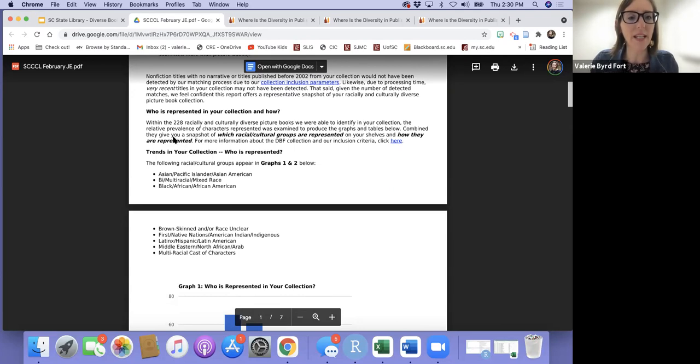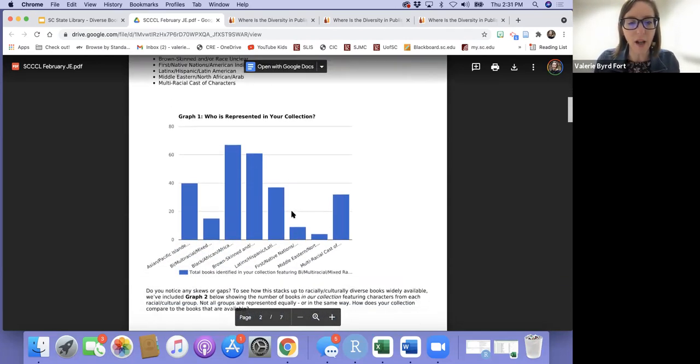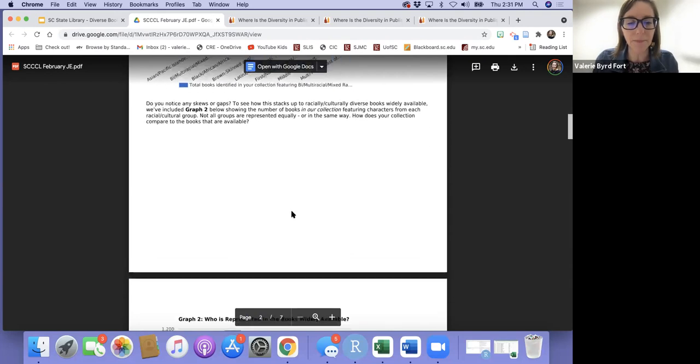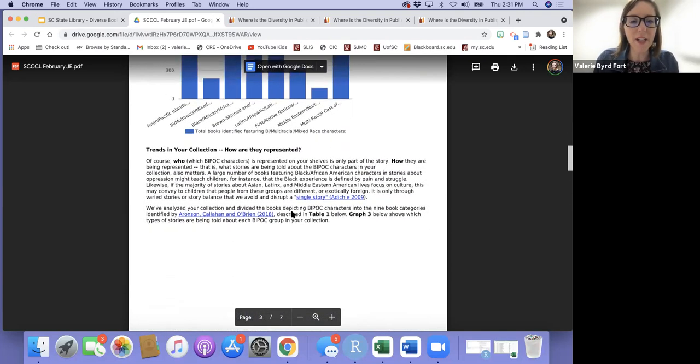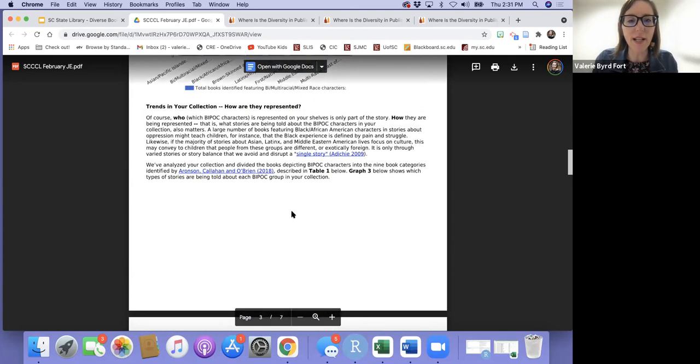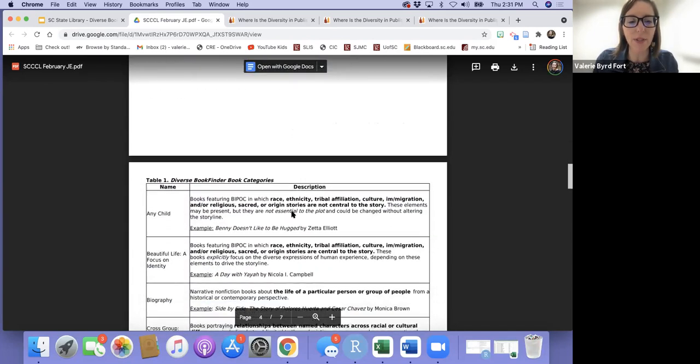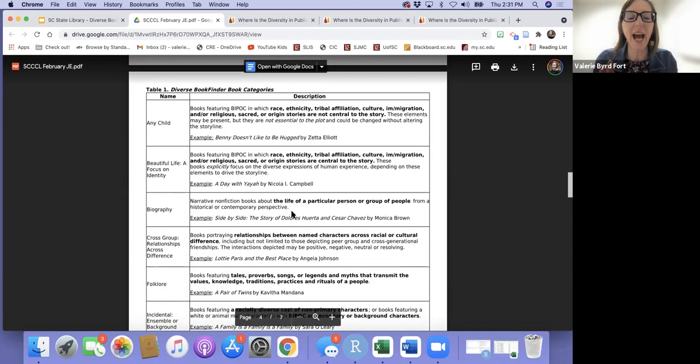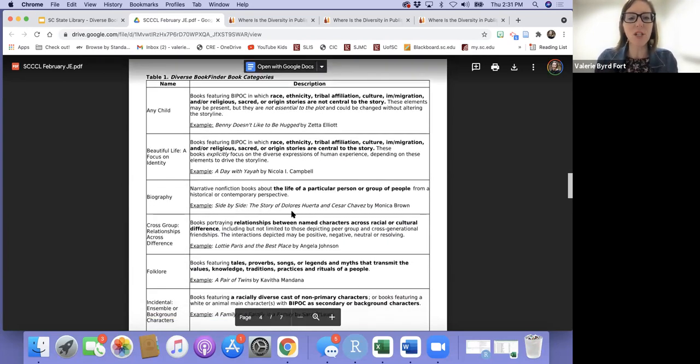the relative prevalence of characters represented was examined to produce the graphs and tables below. And so I want to scroll down so that you can see what their designators mean. They've got trends in your collection. How are they represented? Here are their categories, and they even have an example for each one.